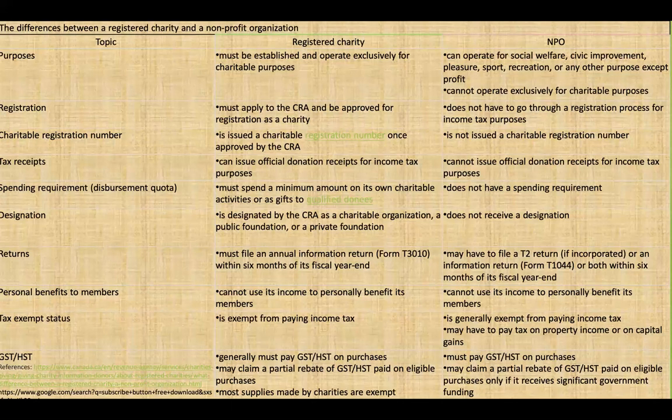Tax exempt status. A registered charity is exempt from paying income tax. Likewise, a non-profit organization is exempt from paying income tax, GST or HST. A registered charity must pay GST on purchases. Likewise, a non-profit organization must pay GST on purchases.